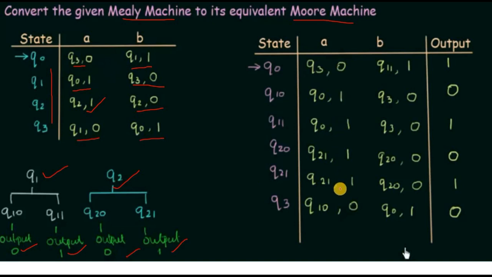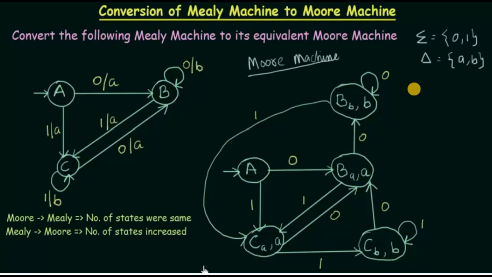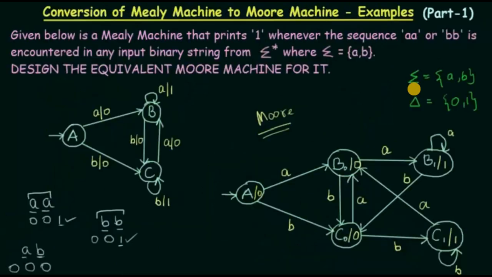After that what I have to do is remove these outputs. Here also these outputs I have removed. Then I will build this table. So this is how the table looks. Then the Mealy to Moore conversion is done. These are the different examples I have given in real time. You go through the slides.